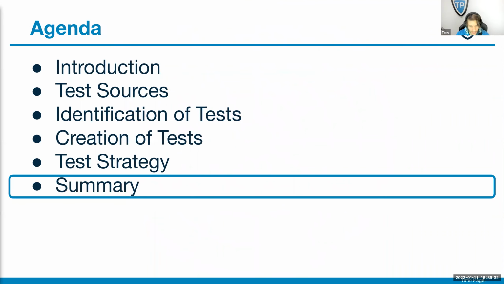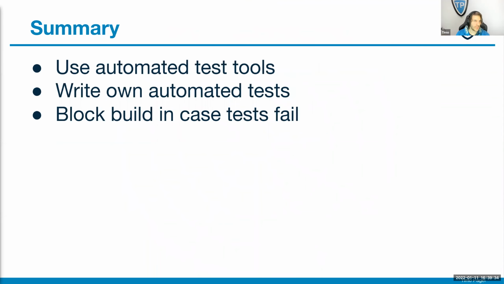And now we come to the summary. So what is the summary? Use automated test tools, especially for something like SQL injections. OWASP ZAP is an example. Find Security Bugs is an example. SonarQube is an example of a commercial tool.